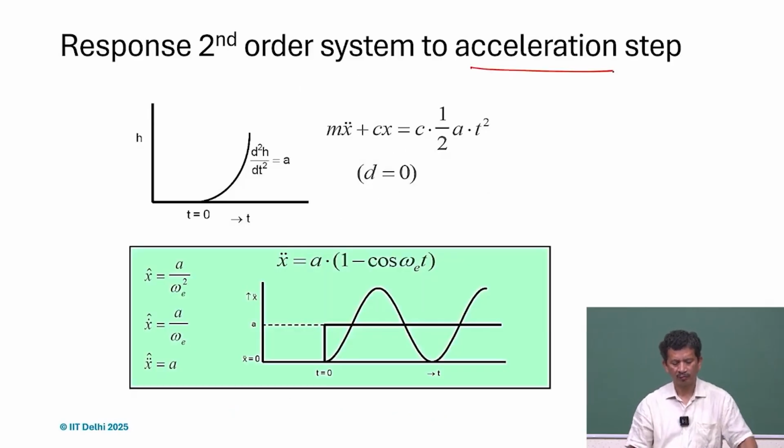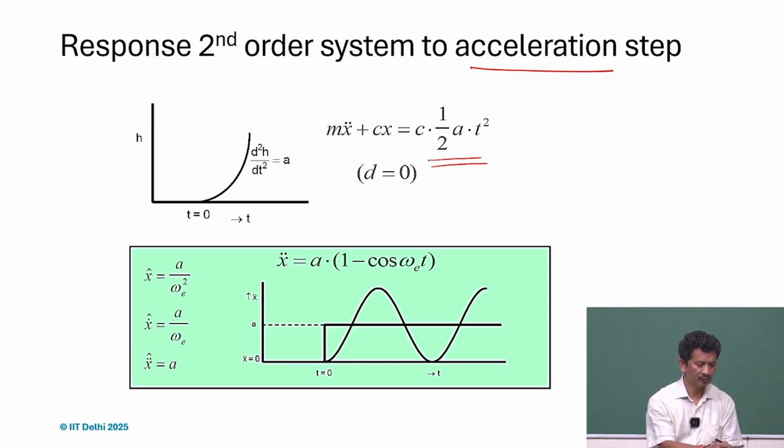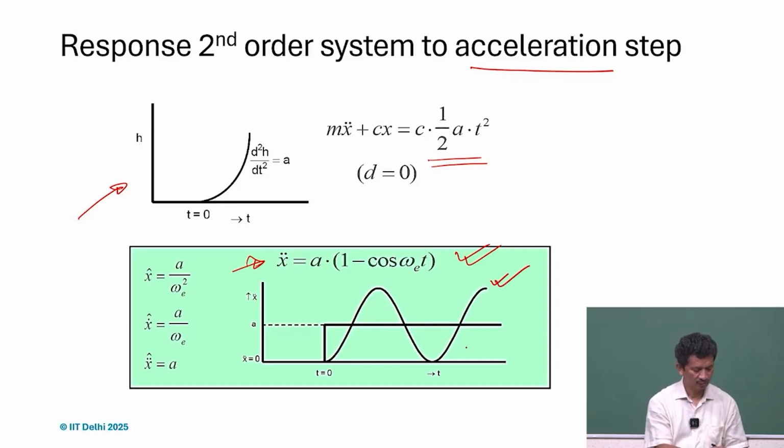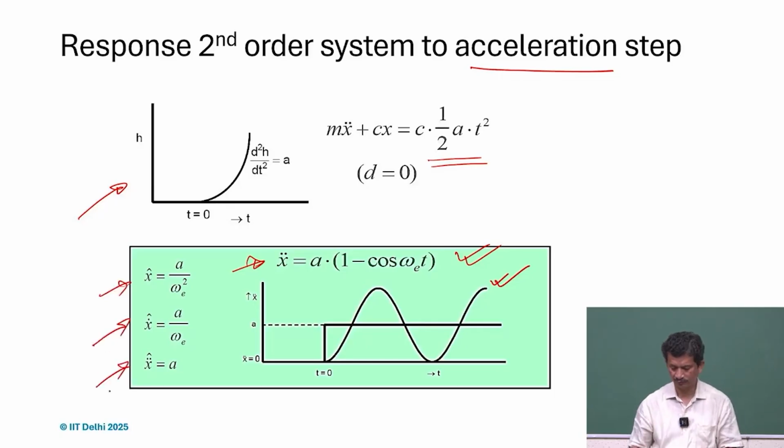Similarly, one can also give an acceleration step input, and therefore the f(t) will be c times half a t squared, and this will be the displacement plot. So if that is the case, the acceleration will be given by a times 1 minus cos(ωt). This is the acceleration response, and these are the amplitudes for displacement, velocity, and acceleration.